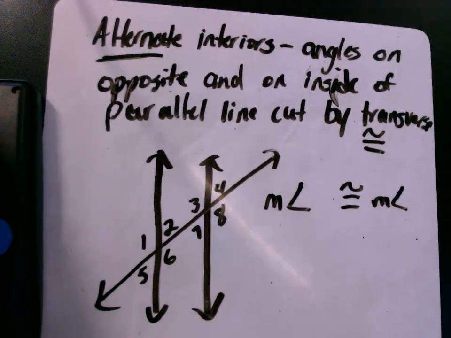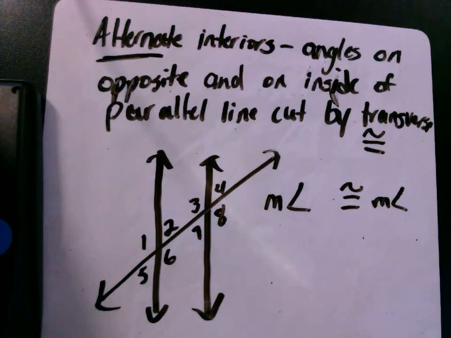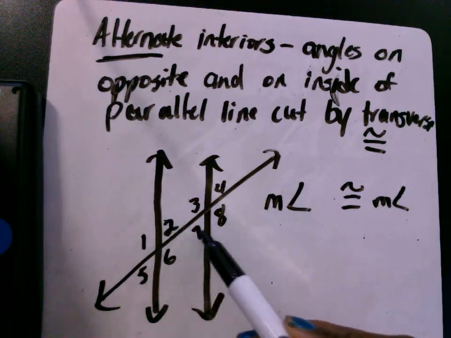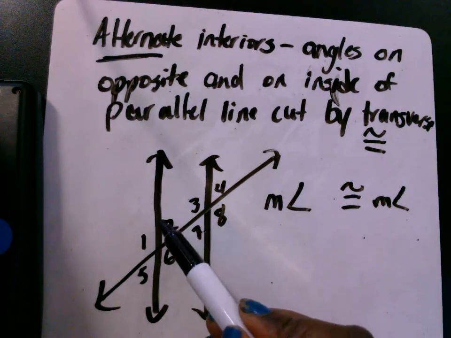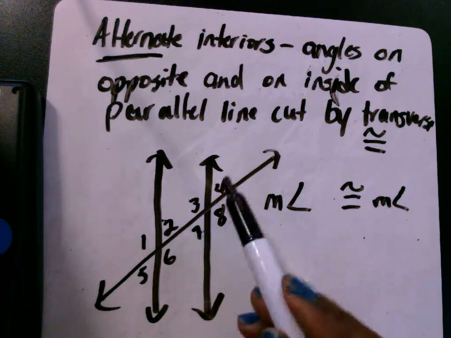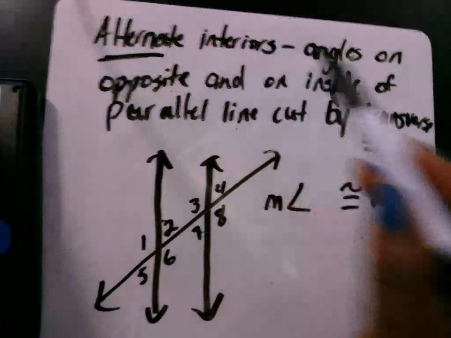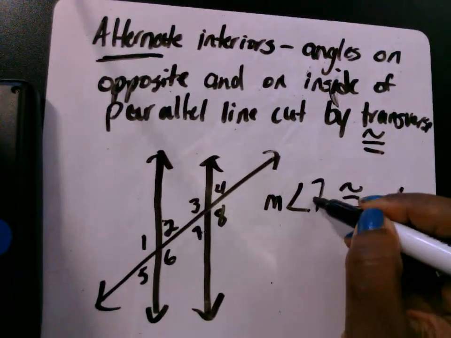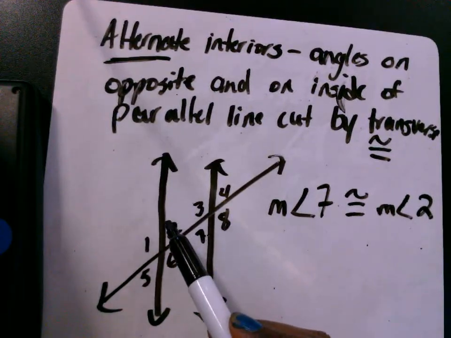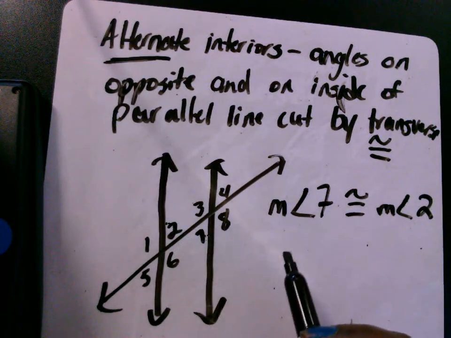No. Alternate interior. Interior. Yes, baby. 7 and 2. Look. 7 and 2 are a pair of alternate interior. One's on the top, one's on the bottom. One's on the left, the other's on the right. And they're on the inside. So we got 7 and 2. They are congruent. So if 2 is 50 degrees, 7 is also 50 degrees.